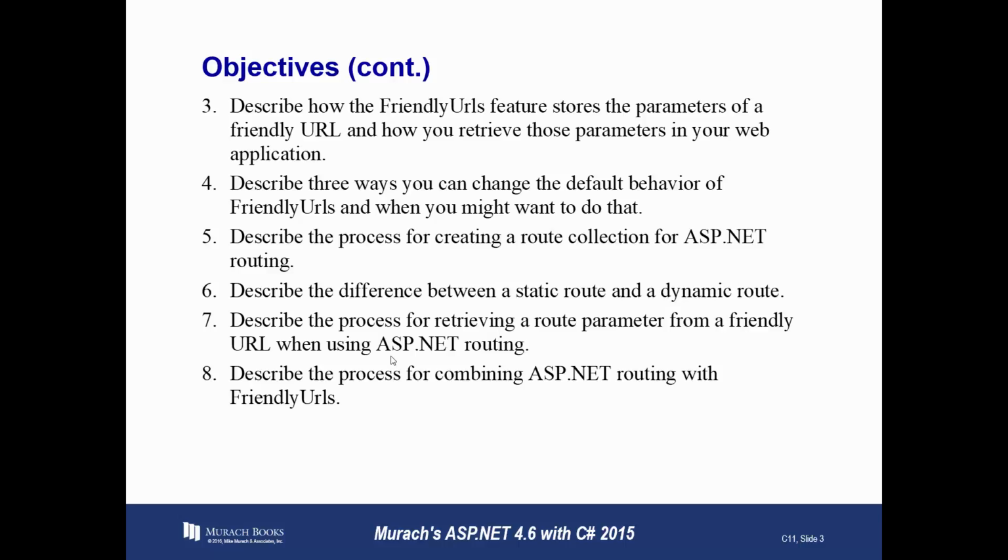describe 3 ways to change the default behavior of friendly URLs and when and why you might do that, describe the process for creating a route collection for ASP.NET routing, describe the differences between static and dynamic routing, describe the process for retrieving a route parameter from a friendly URL when using ASP.NET routing. Finally, describe the process for combining ASP.NET routing with friendly URLs.